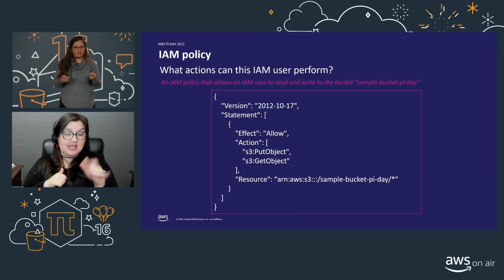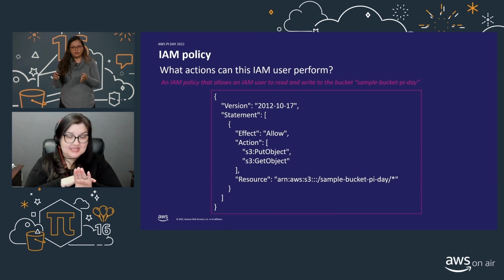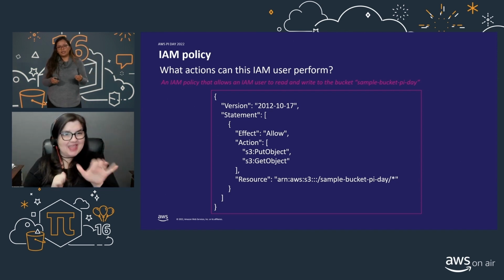The first is the effect, in which case you are allowing the policy to take effect. And in the action, you are allowing the S3 put object and the S3 get object access to the resource. And the resource in this specific case is the S3 bucket called sample bucket PyDay. So that's how you define the IAM policy.